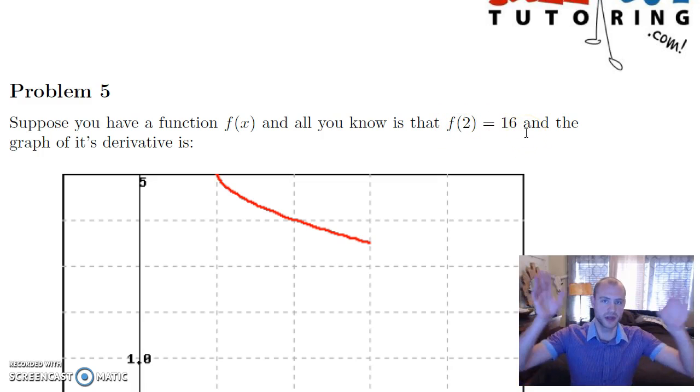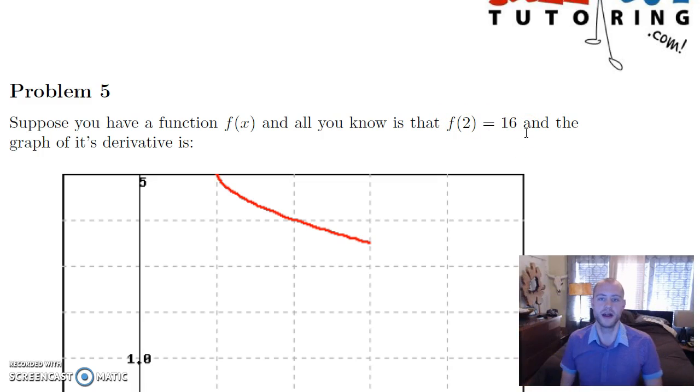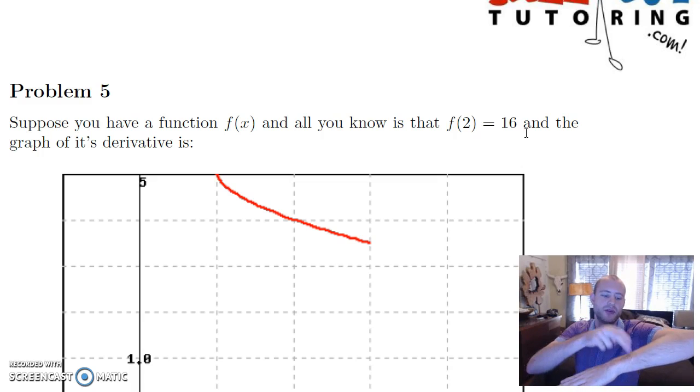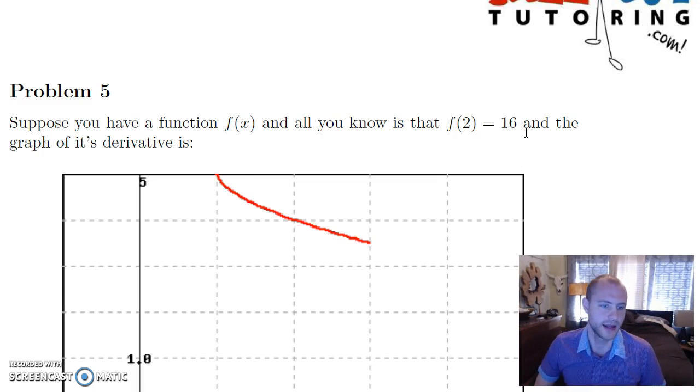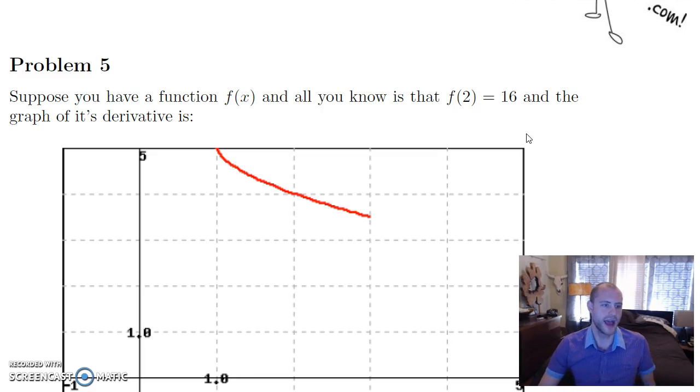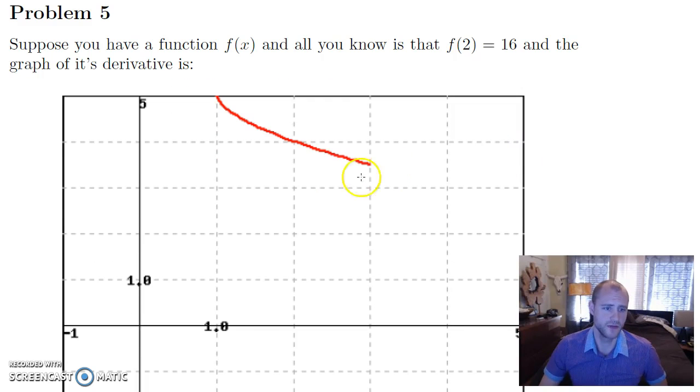Right away, I'm using my superpowers to know that I'm pretty sure we're going to be linearizing this thing at x equals 2. Just because they give us that point, whenever you get a linearization problem, you have to center it somewhere. You need to know where, that's why they're giving us that. Okay, and the graph of its derivative is here.